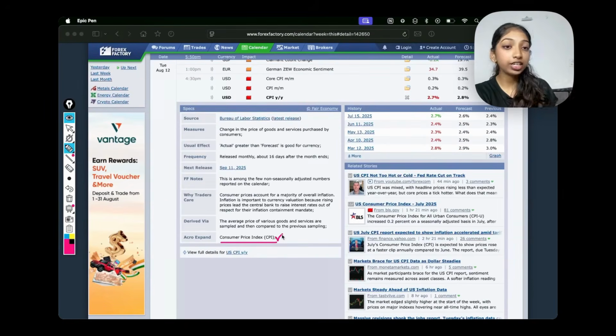So basically, higher CPI means that the prices are rising faster, which could push the Fed to raise interest rates. That usually strengthens the dollar. Lower CPI means inflation is cooling, which can weaken the dollar. And remember, the dollar's strength or weakness affects everything. Forex, gold, commodities, crypto even.